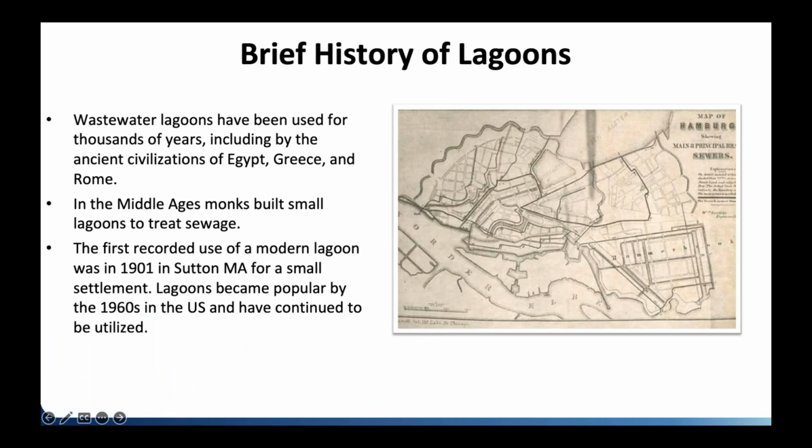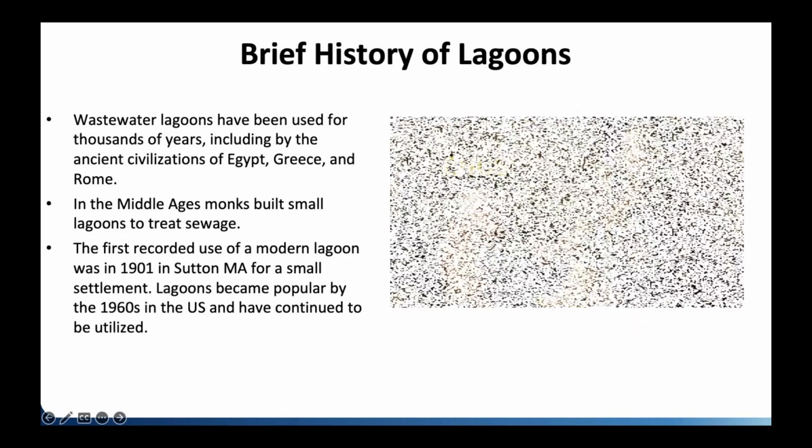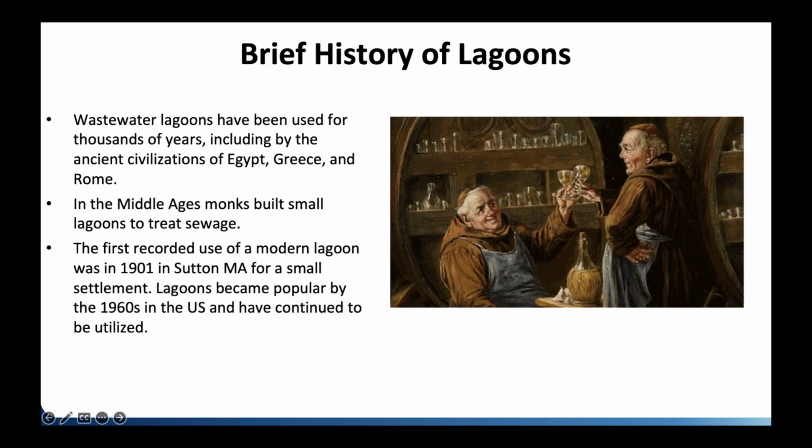Lagoons have been around for a really long time. The ancient civilizations of Egypt and Greece and Rome all used lagoon systems in one form or another. Even in the Middle Ages, monks and abbeys had their own lagoon treatment systems. And monks are pretty smart, because you know what monks also did? They also invented beer. So I put beer and lagoons in the same category in terms of awesome inventions.